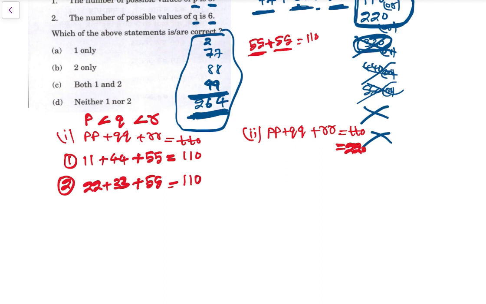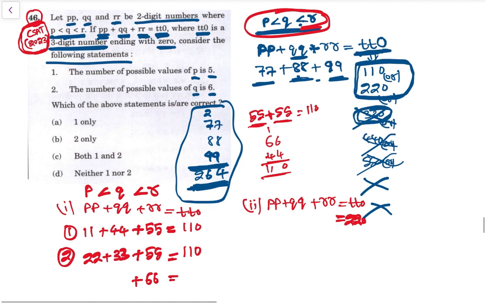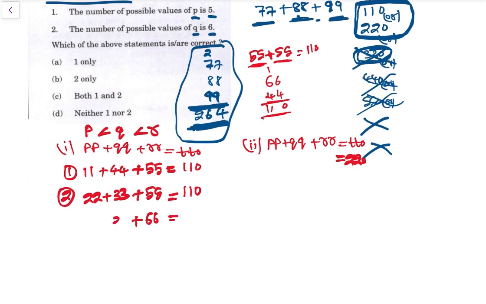Then with 66, to get 110, we need to get 44, ठीक है, because 66 plus 44 is equal to 110. So 66 plus 44, so to get 44 how we can get? And again here the 3-digit number ending is 0 and these are 2-digit numbers, तो 00 भी नहीं हो सकता. So to get 44, 33 plus 11 is 44, ठीक है. So 66 plus 44 is 110.